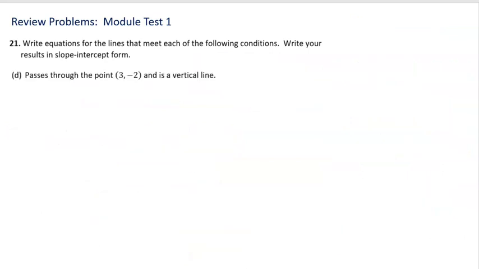All right, almost finished. Two more problems. This time we're supposed to write the equation of a line that passes through the point 3, negative 2, and it's a vertical line. You'll remember vertical lines are always x equals a number. There's no y involved whatsoever. So that might tell you right off the bat your answer is x equals 3.